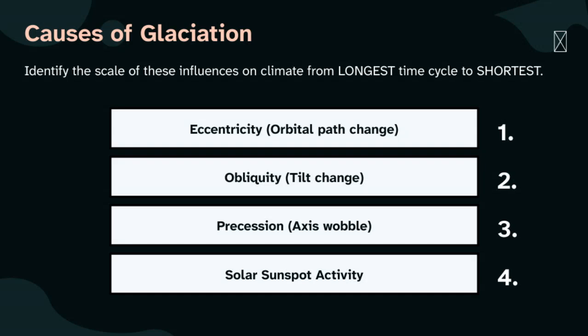The correct order from longest to shortest is 1. Eccentricity, which is the change in Earth's orbital path. 2. Obliquity, which is the change in Earth's tilt. 3. Precession, which is the wobble of Earth's axis. 4. Solar sunspot activity, which happens over shorter cycles. This helps us see that different climate drivers operate over different timescales. Some influence climate over tens or hundreds of thousands of years. Others operate over much shorter periods.